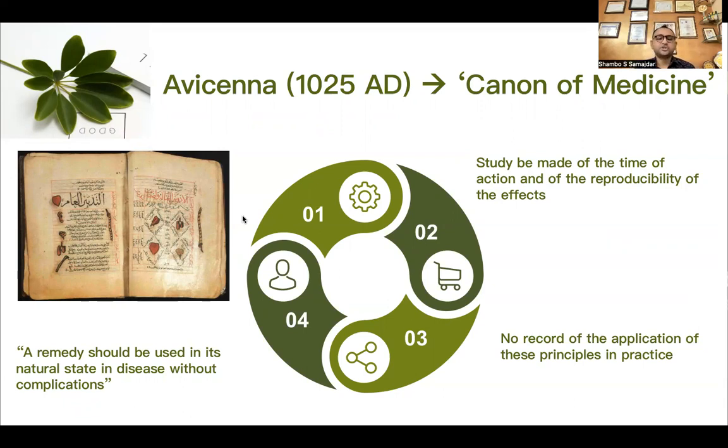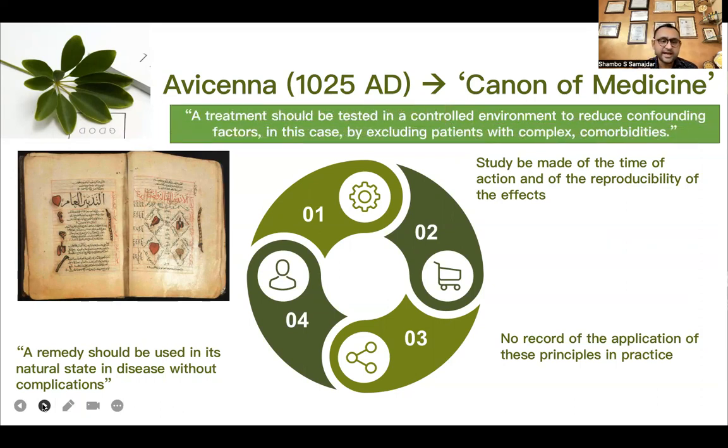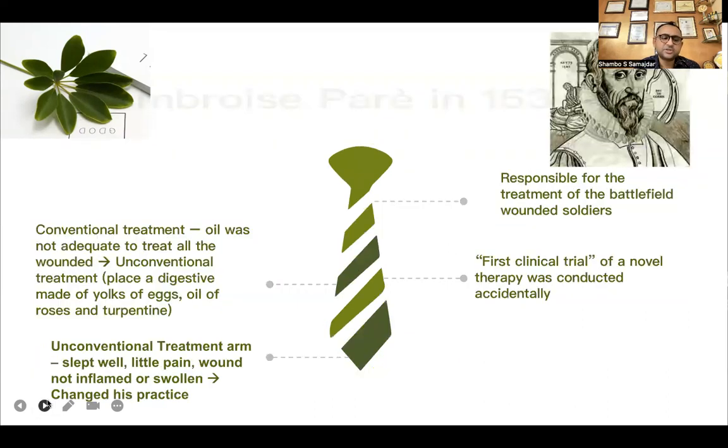But importantly, it was mentioned that a remedy should be used in its natural state in disease without complications. So this was, again, a very important message we got. A treatment should be tested in a controlled environment to reduce confounding factors. And here we need to exclude patients with complex comorbidities. So this is what we always do now to increase the internal validity of our clinical research.